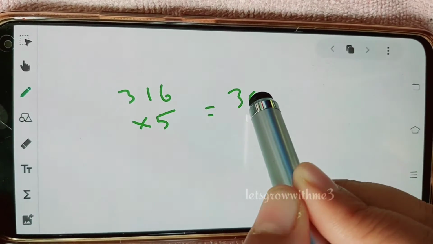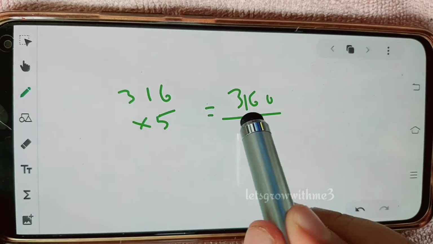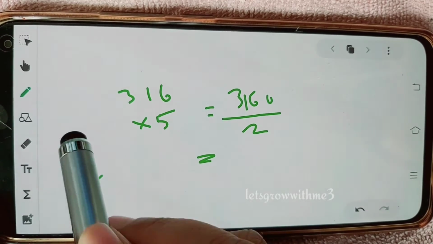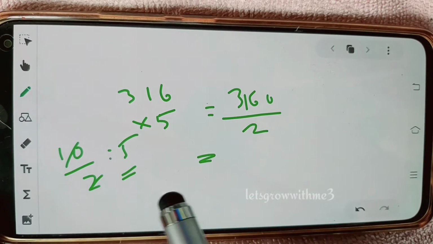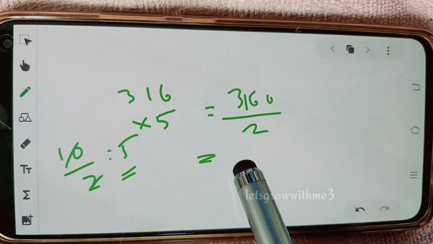What I said is, you just multiply this number 316 with 10. So you just need to append one extra 0 to the number, and then we need to find out the half of the number. It's very easy to find the half of the number. 10 over 2 means 5, right? So that's what we are doing, but in a different way.